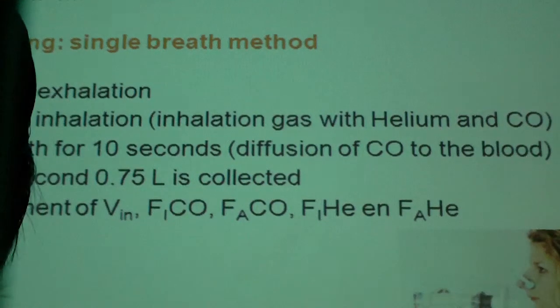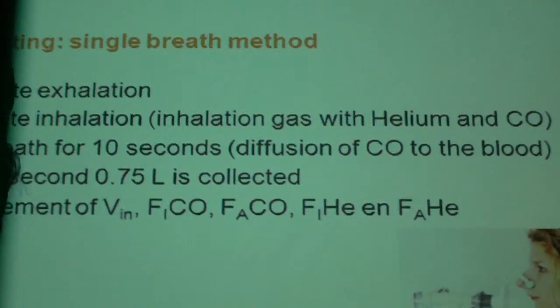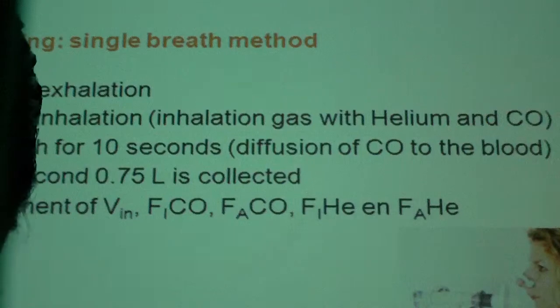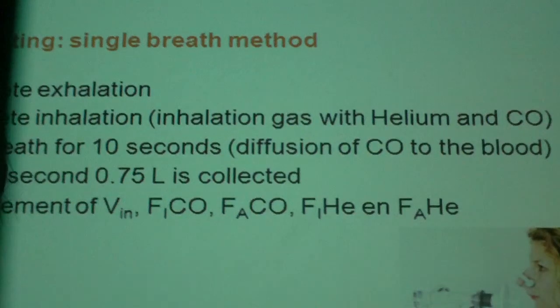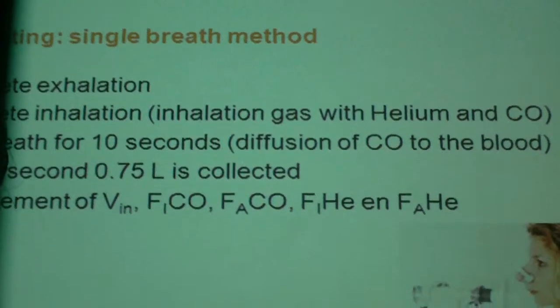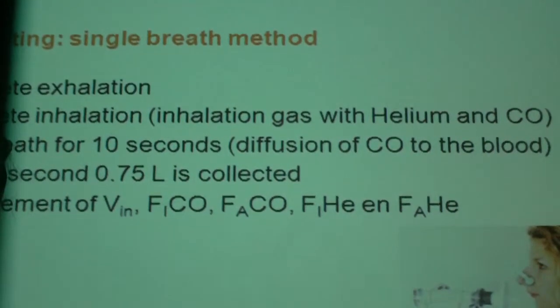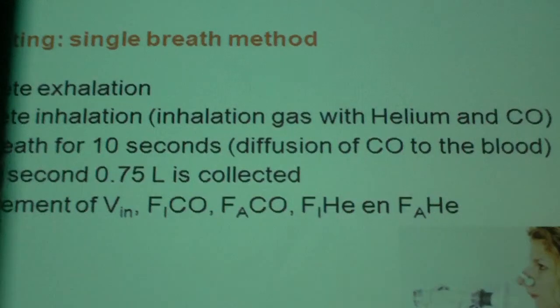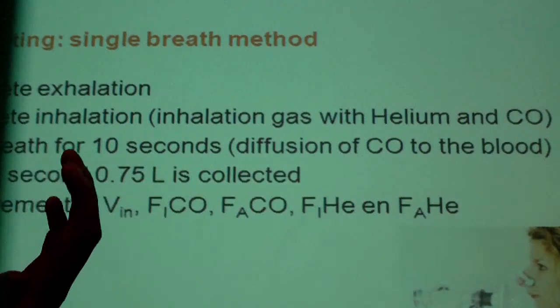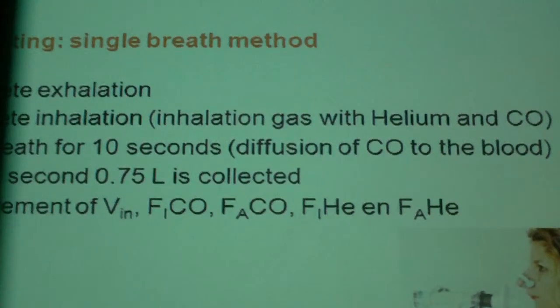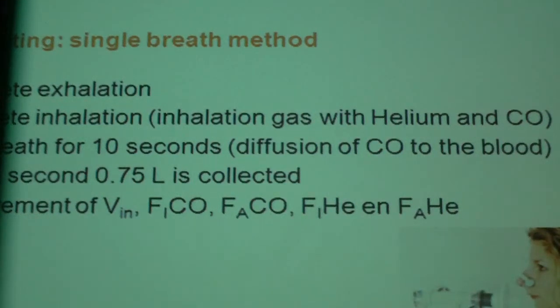We use carbon monoxide because it's a very small molecule and has a very high affinity for hemoglobin. You might know that carbon monoxide is dangerous because when it's in ambient air in the room, it binds completely to hemoglobin and patients can die from it. But we use it in very small, single breath concentrations, and that's a safe method and an excellent method to assess that diffusion capacity.